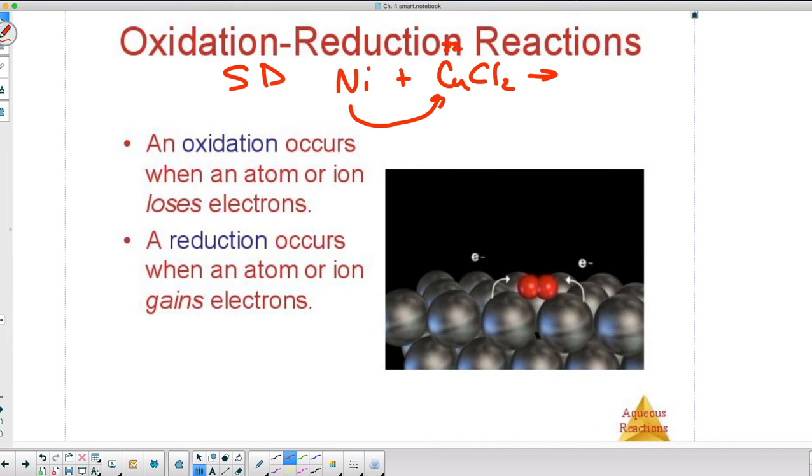Copper's number 22, nickel is number 7, no, it's not 17, that's lead. I don't know what nickel is, but it's less than 22, which means that nickel is more reactive. So nickel then takes the place of copper like this, and copper's out by itself.